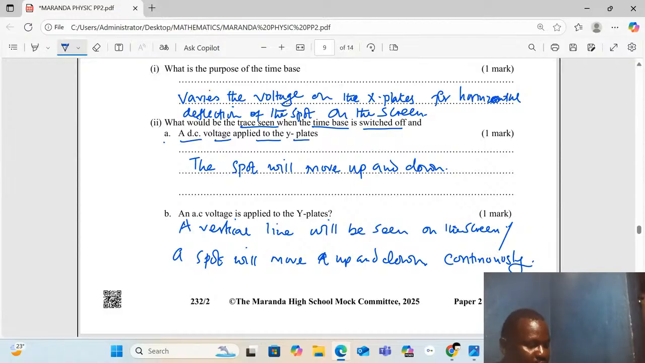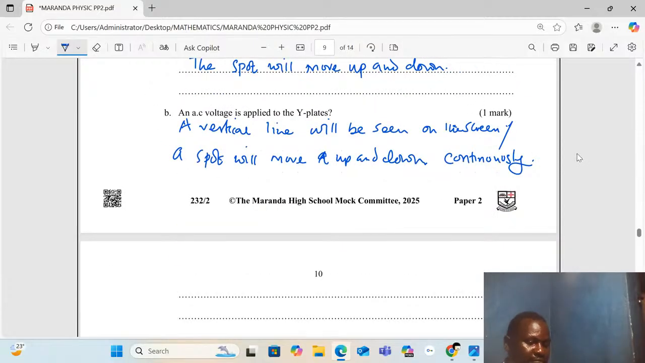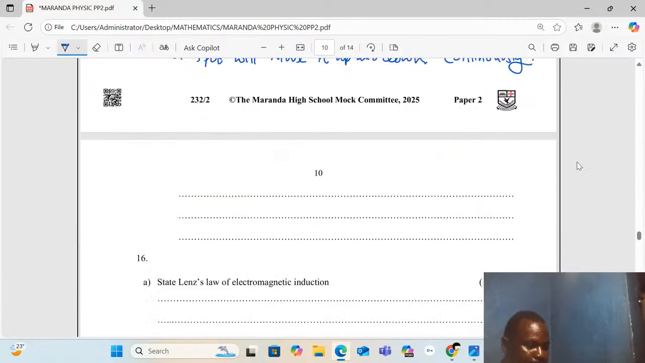So that is the difference between the AC and the DC voltage when applied to the Y plates. Remember the Y plates? We are considering the vertical deflection.